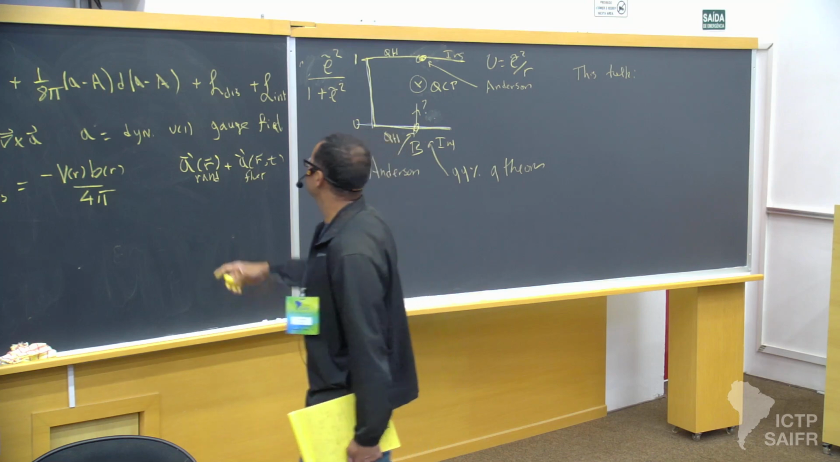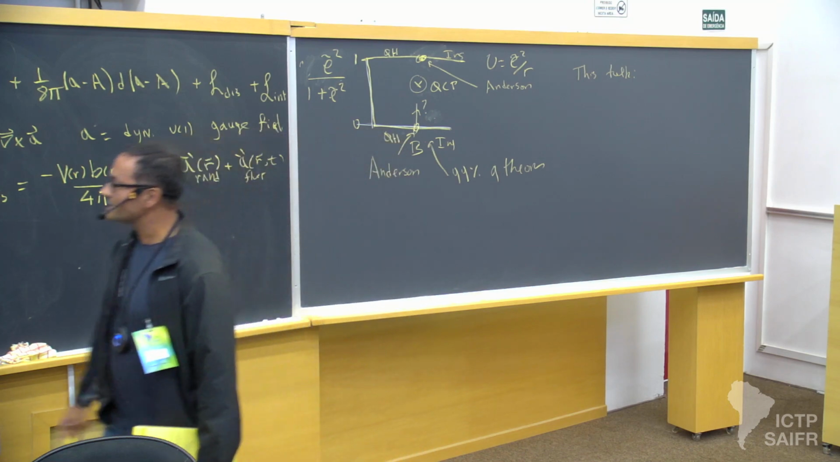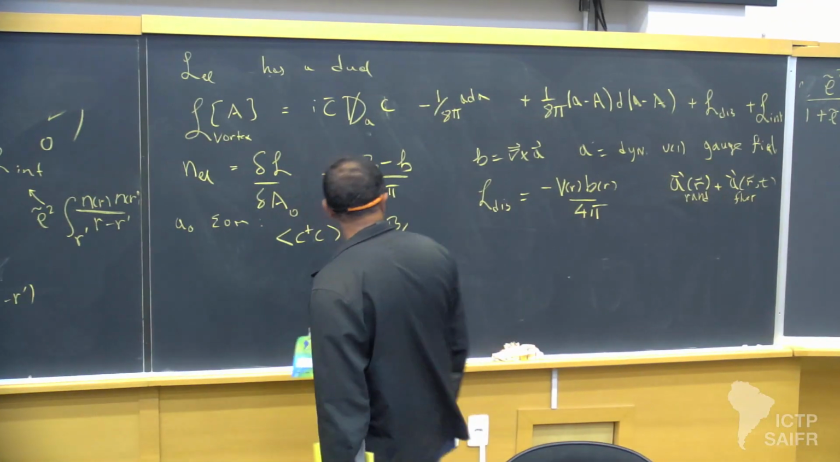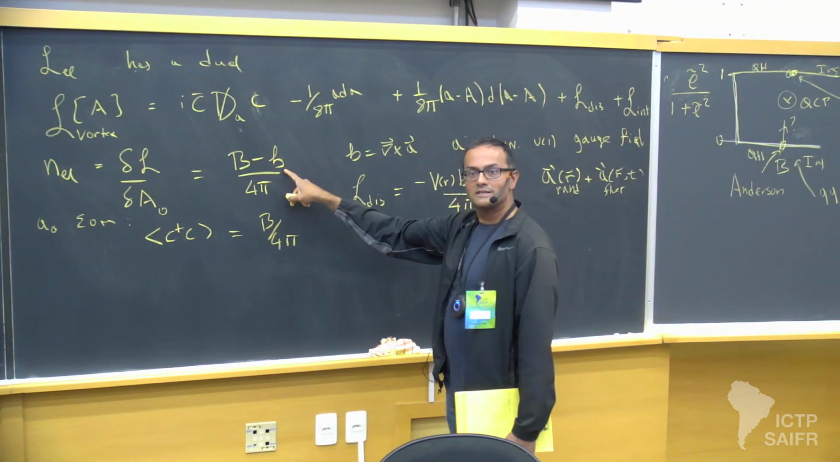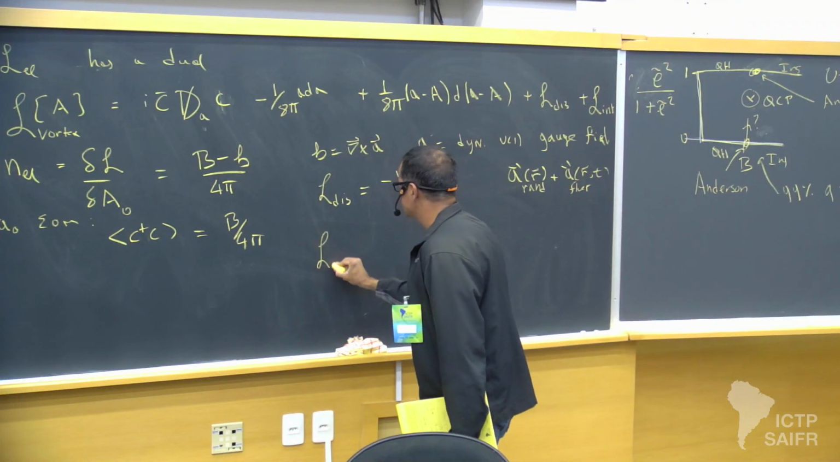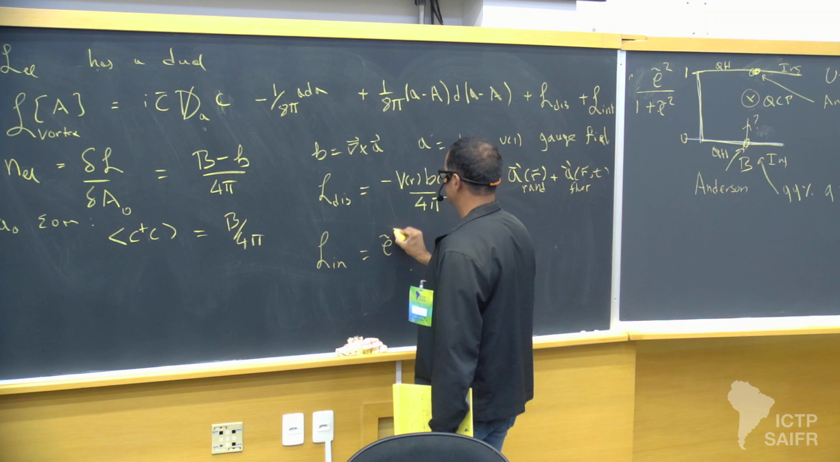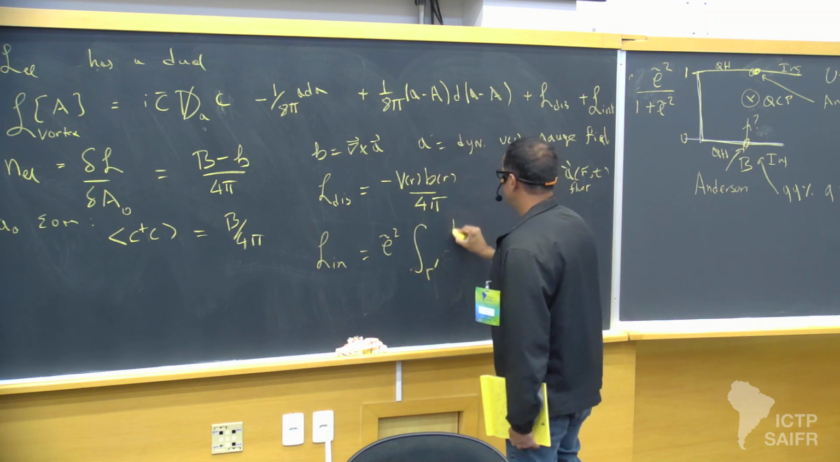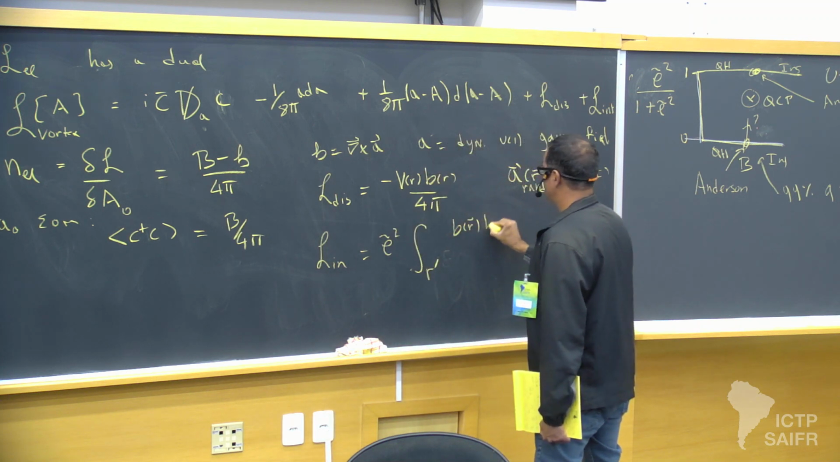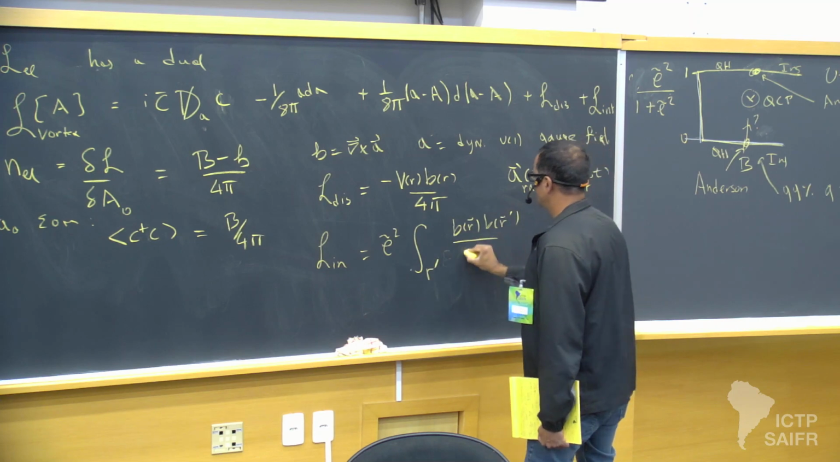Now, the real utility comes from the interactions. So interactions is density, right? But since the electron density is related to the flux, the interactions will be E tilde squared, B of R, B of R prime, over R minus R prime.